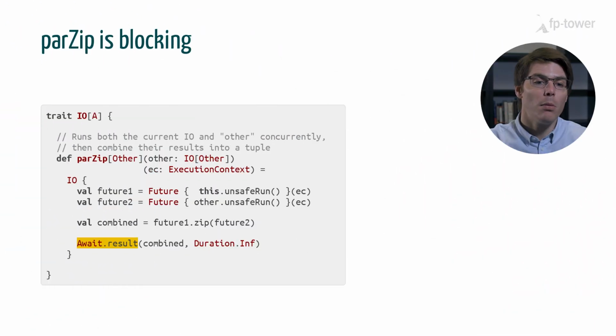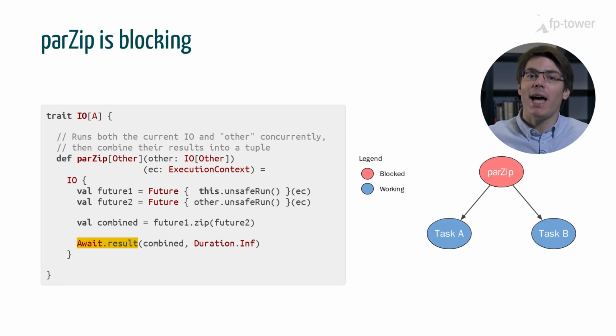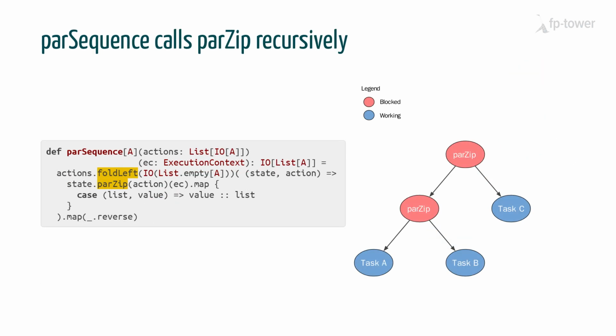So it turns out that the problem is with parZip. Because parZip is blocking, because it calls the method Await.result. This means that the 2 tasks are sent to execute in the background, and the thread where parZip runs is blocked until both futures are complete. So this works fine if we run a single parZip operation, and we have more than 1 thread in the thread pool. However, it's a serious concern for parSequence, because it calls parZip recursively.